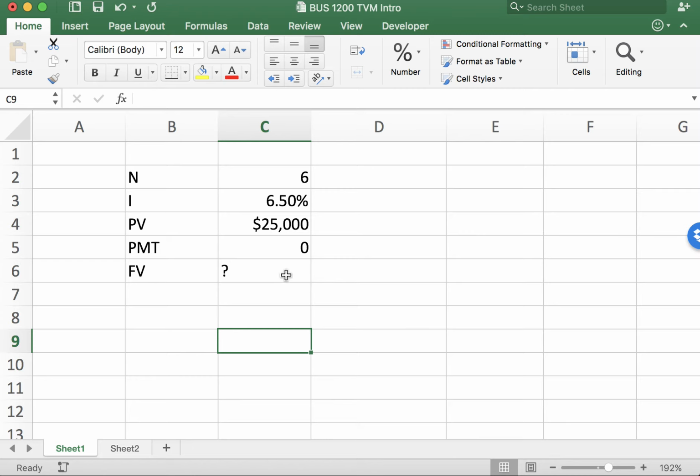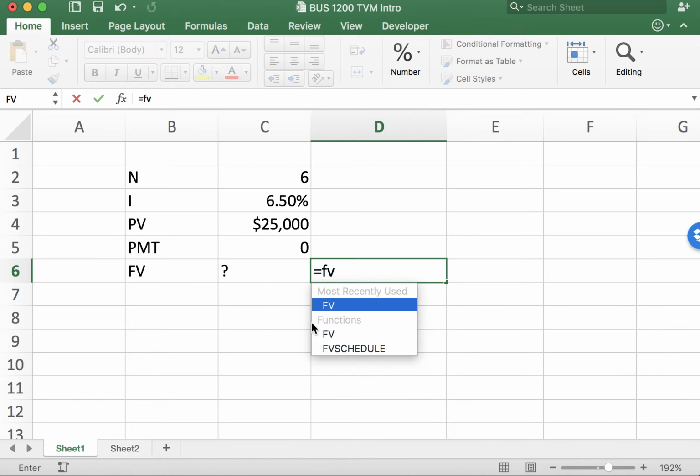So we need to calculate this future value. I'm going to put it over in this cell, and we just hit equals, and we hit FV. It turns out that the formula for future value is actually FV, which is a nice convenient thing to remember. And we hit the parentheses for the input, and we get this nice little pop-up that shows what needs to go into the bracket.